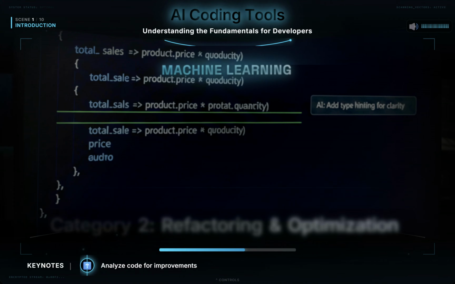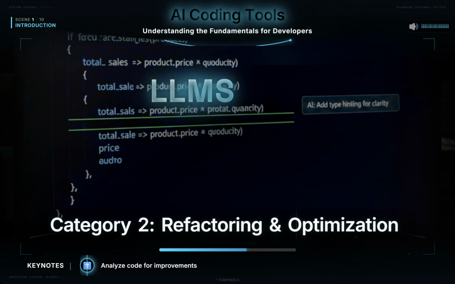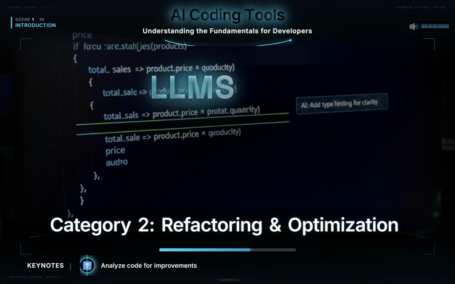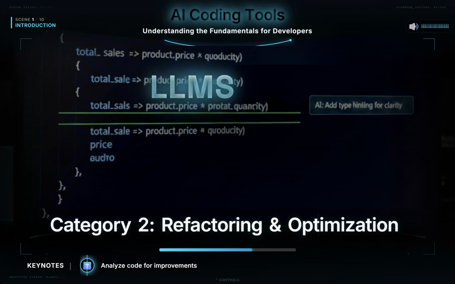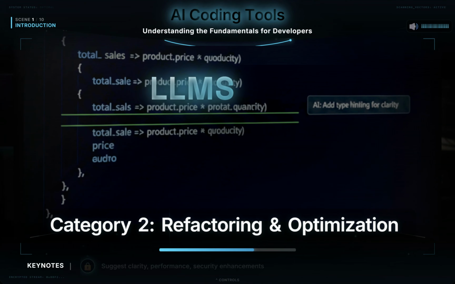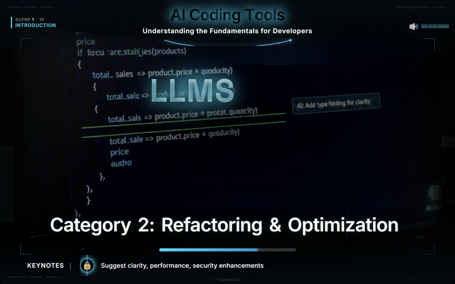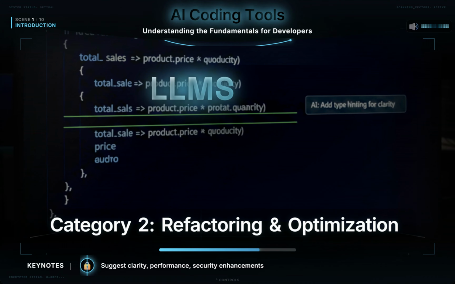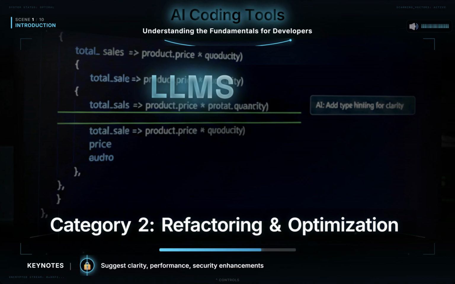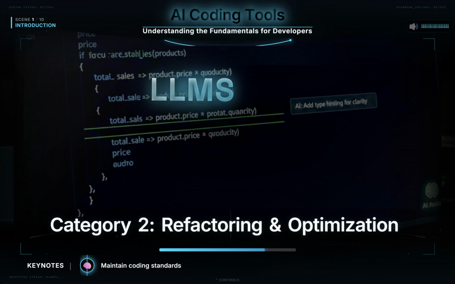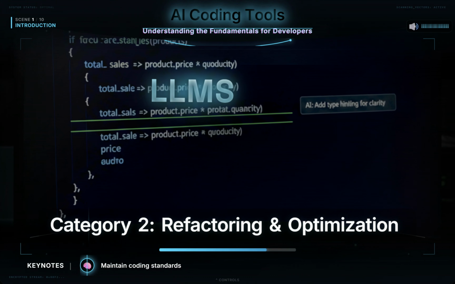Then we have tools focused on refactoring and optimizations. These AI assistants can analyze your existing codebase, suggest improvements for clarity, performance, or adherence to coding standards. They're like having an expert eye constantly scanning your work, pointing out areas where a loop could be more efficient, or suggesting a clearer variable name. It helps maintain code quality, makes your projects easier to manage, and ultimately saves countless hours in the long run.